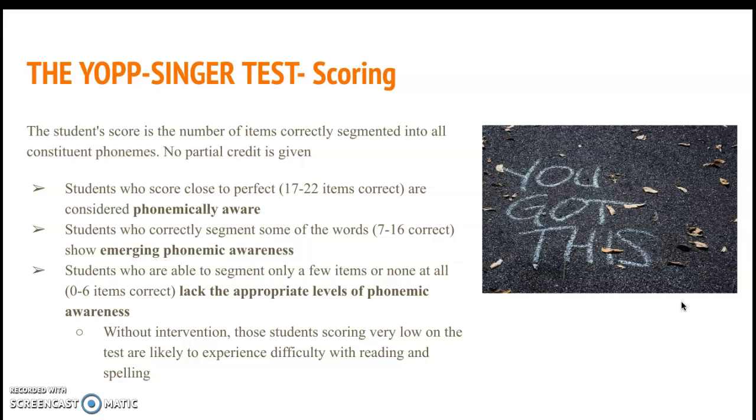Students who correctly segment some of the words, which is about 7 to 16, show emerging phonemic awareness. Students who are able to segment only a few of the words or none at all, which is about 0 to 6, are lacking the appropriate levels of phonemic awareness and would definitely need additional assessment. Without intervention, these students scoring very low on the test are likely to experience difficulty with reading and spelling. So it's definitely something really important to take into consideration for students at all grade levels, especially in kindergarten.